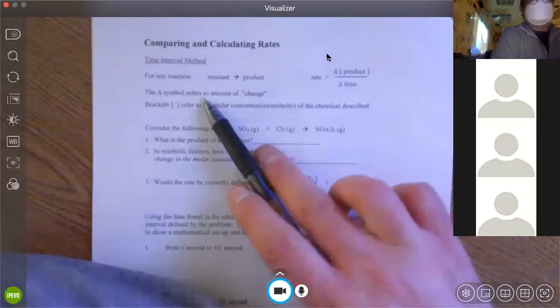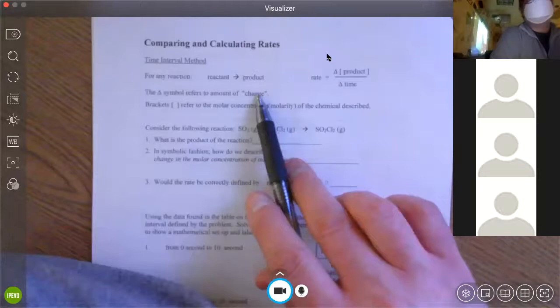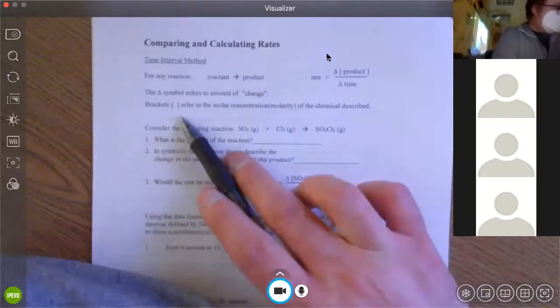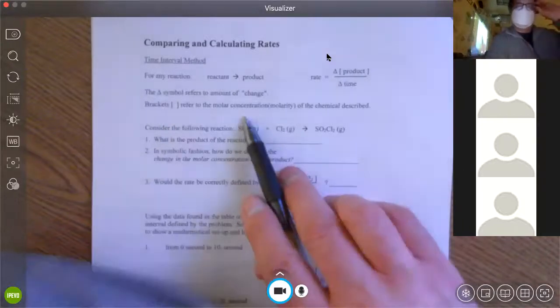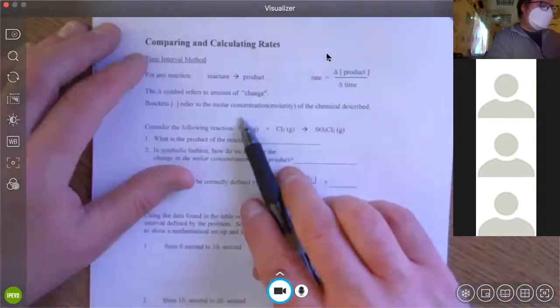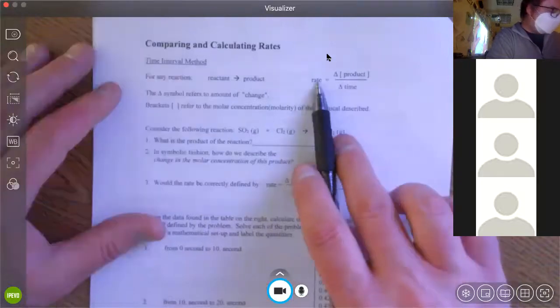One thing I've talked to you about is delta means change. We've done delta T sub B, the change in boiling temperature. One thing I've briefly mentioned is how we can use brackets to talk about concentration. So the change in concentration of products divided by the change in time equals the rate.